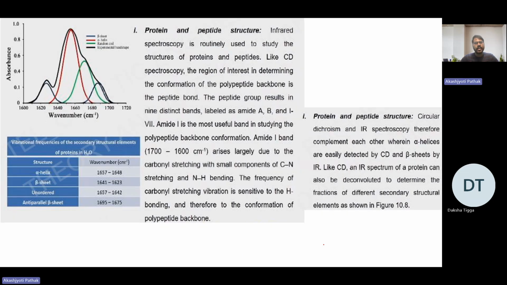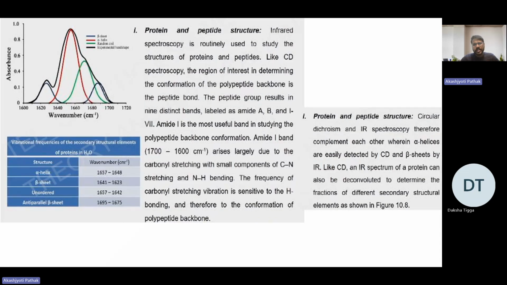Another very important application of IR spectroscopy is that you can determine the secondary structure of a protein. There are two methods of spectroscopy by which you can determine secondary structure: one is CD spectroscopy, circular dichroism spectroscopy, and another is infrared spectroscopy. In CD spectroscopy, the source of light has radiation in which region of the electromagnetic spectrum? It lies in the UV region, isn't it?